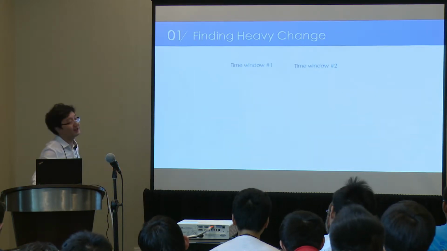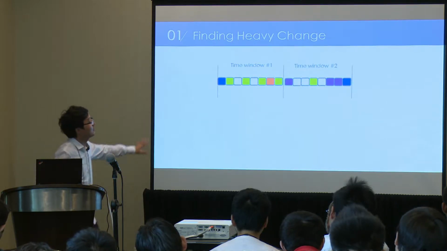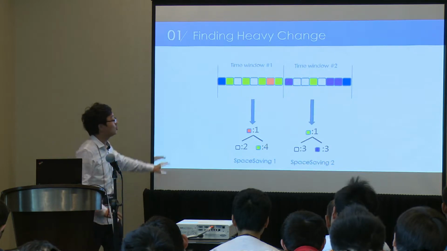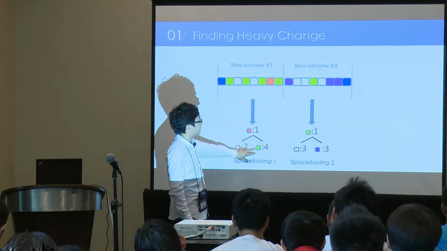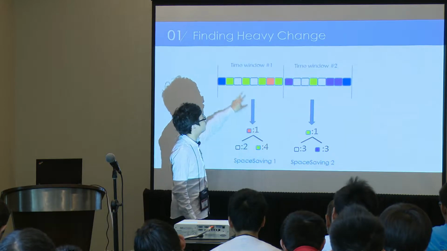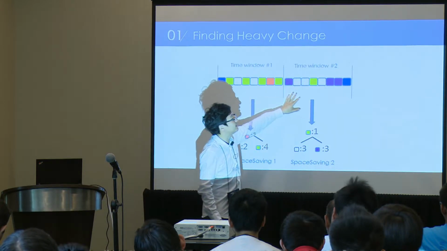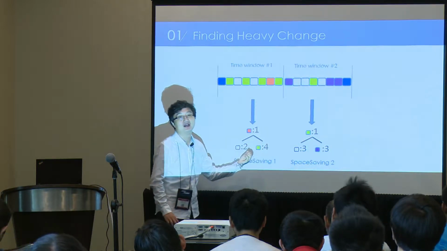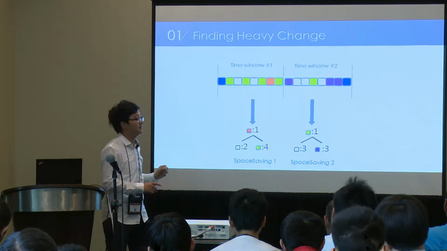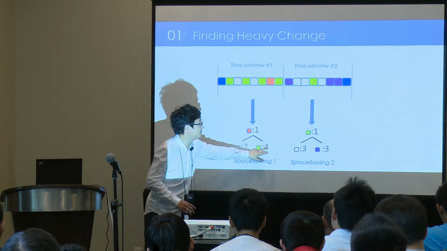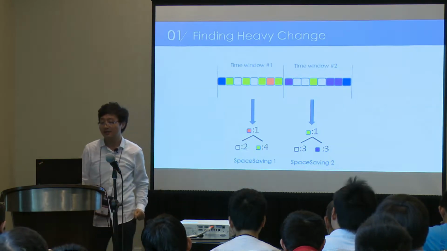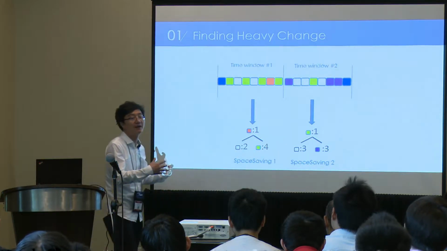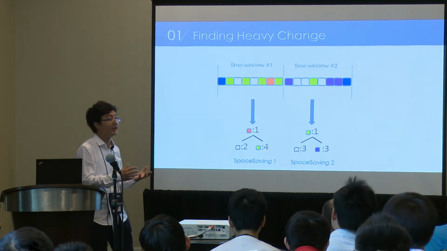And the third is finding the heavy change. Suppose we have two time windows, and we can just build two min-heaps. The gray one appears 4 times in this window, but in the next window, it appears only once. When the difference exceeds a threshold, we call this a heavy change. Simply, we can build two Space-Saving structures, compute them, compare them, and then find the heavy change.